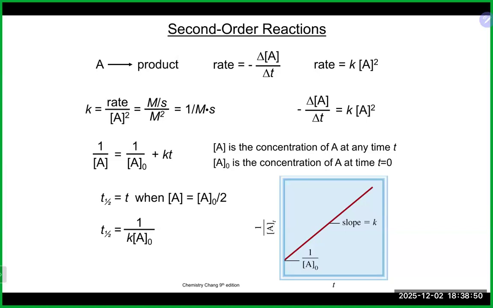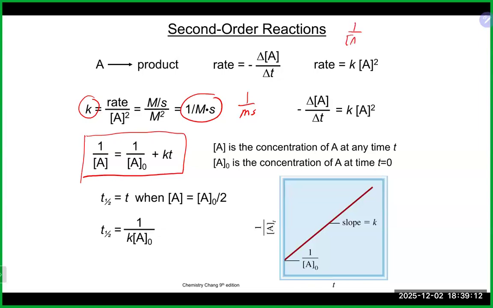The units for the rate constant for a second order reaction are different than what you see for a first. It is 1 over molar seconds as opposed to 1 over seconds. Also, there's a different integrated rate law. It is 1 over the final concentration equals 1 over the initial concentration plus kt. And if you rearrange that and write it as so, that will give you the straight line version of it, and that is y equals mx plus b.